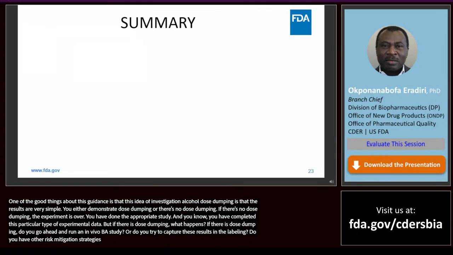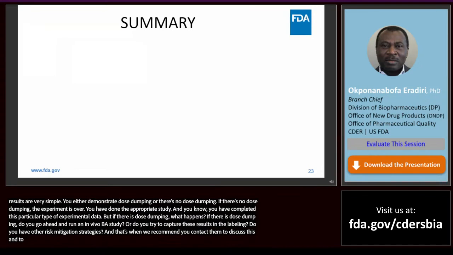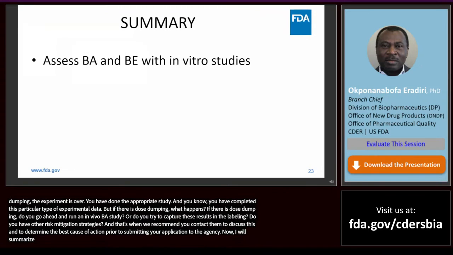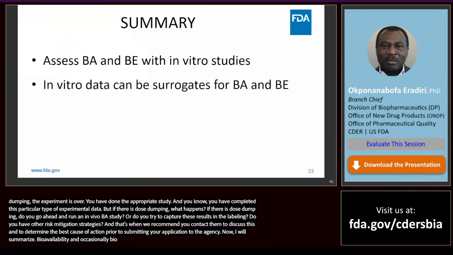And that's when we recommend that, in fact, you contact the reviewing division to discuss this and to determine the best course of action prior to submitting your application to the agency. Now I'll summarize. Bioavailability and occasionally bioequivalence can be assessed with in vitro studies. In vitro data can be surrogates for bioavailability and sometimes bioequivalence.